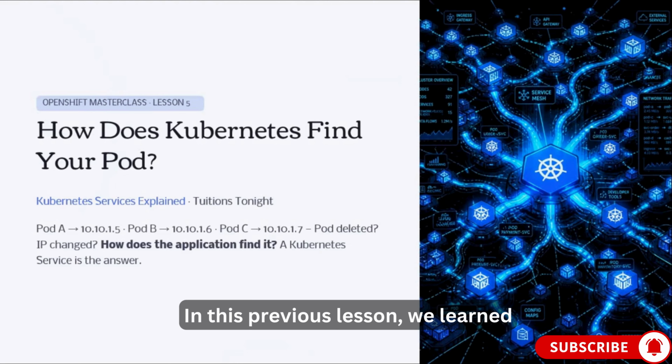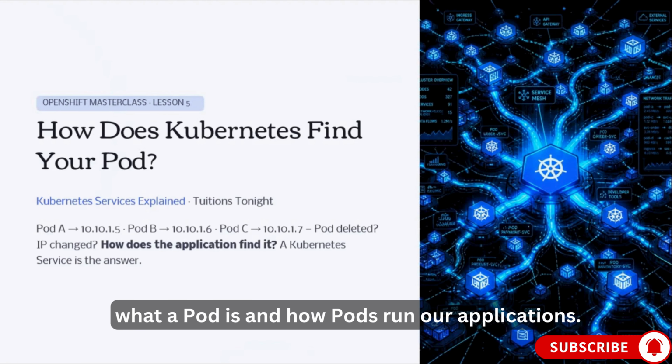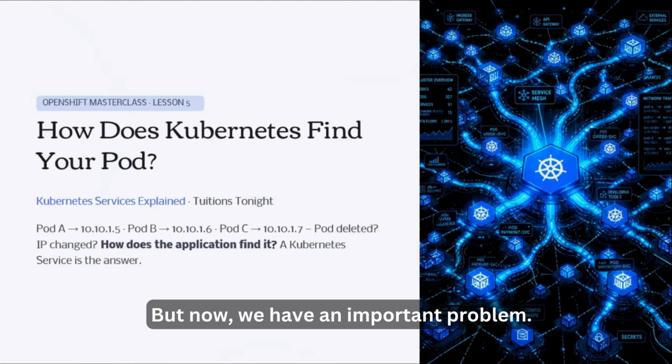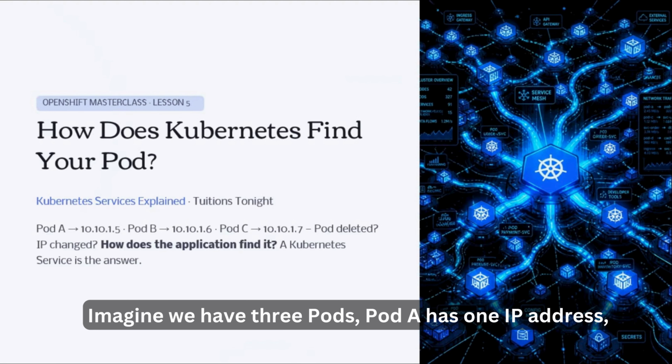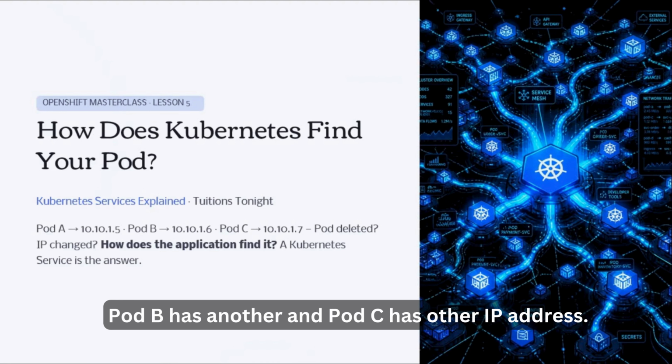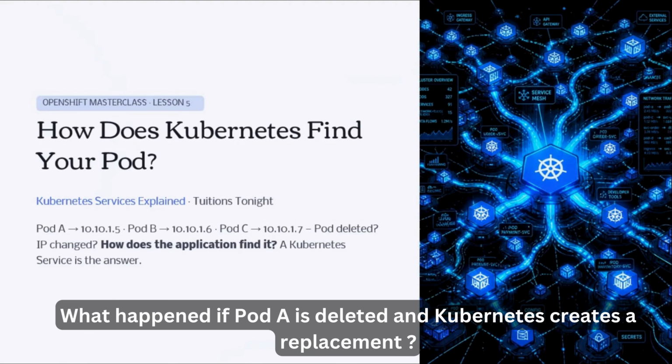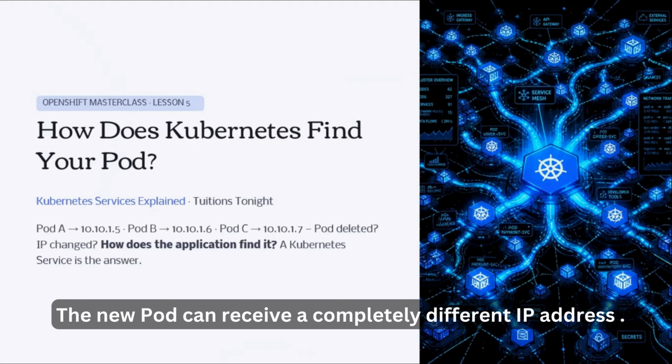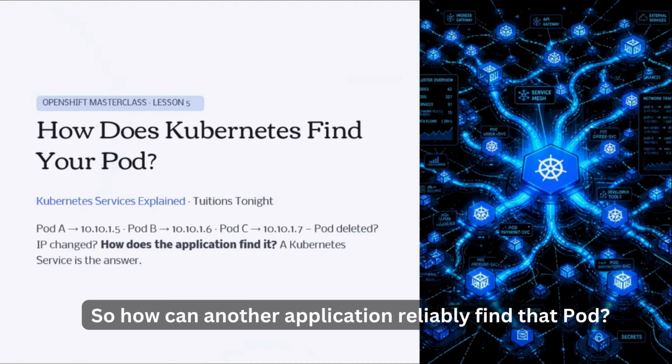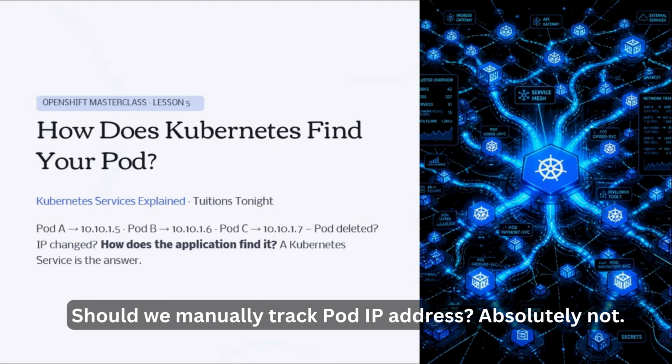In the previous lesson, we learned what a pod is and how pods run our applications. But now we have an important problem. Imagine we have three pods. Pod A has one IP address, pod B has another, and pod C has another IP address. What happens if pod A is deleted and Kubernetes creates a replacement? The new pod can receive a completely different IP address. So, how can another application reliably find that pod? Should we manually track pod IP addresses?